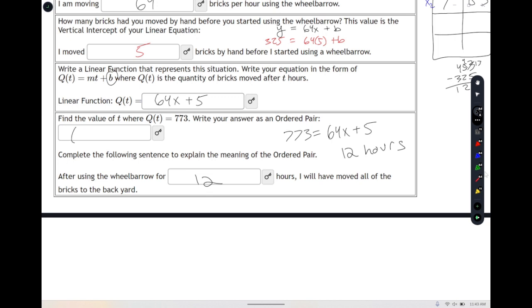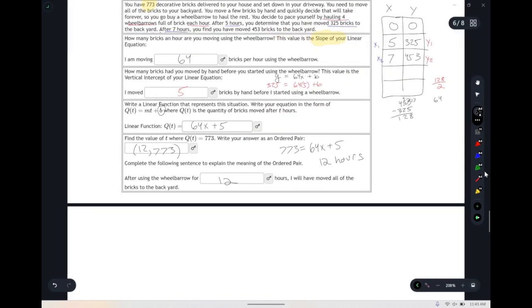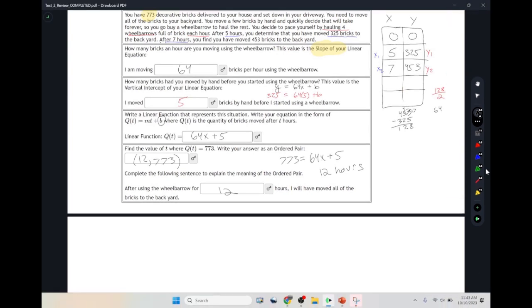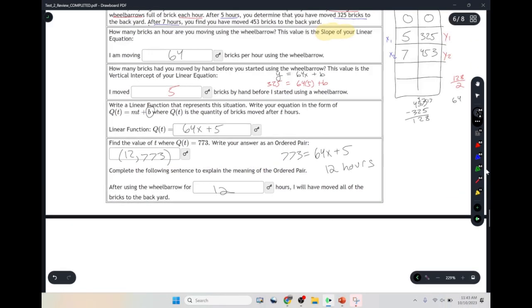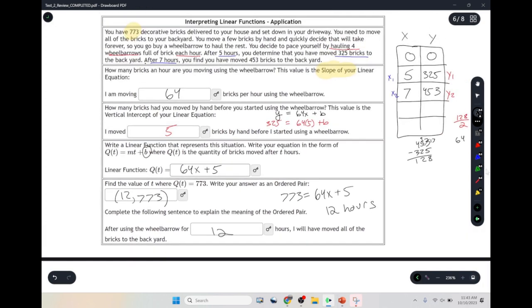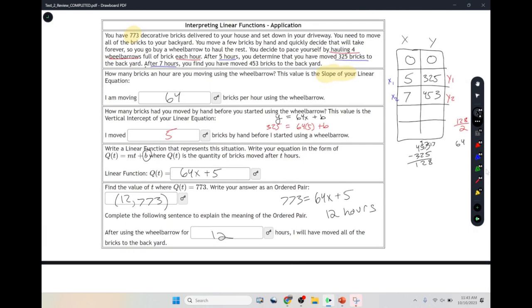So that is 12 comma 773. That's a fun problem. That's going on the test. What's up? From the beginning? What?